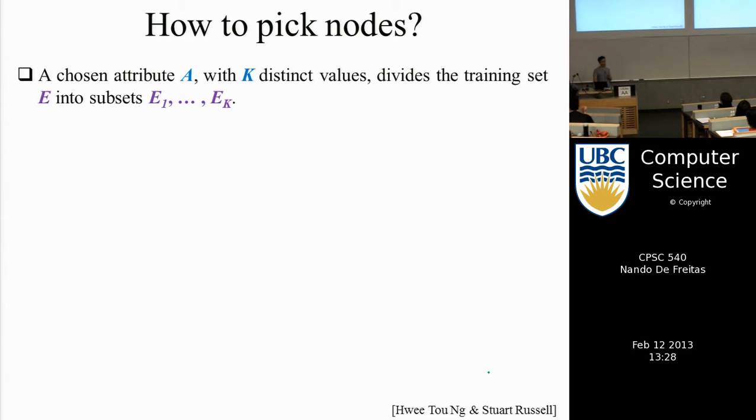So let A denote an attribute. A is one of those columns in that table. Let's assume that that attribute can take k values. For example, patrons takes three values: none, some, or full. And let's say that it is dividing the training data, the whole space of training data, which is say E, into k classes, E1 to Ek.